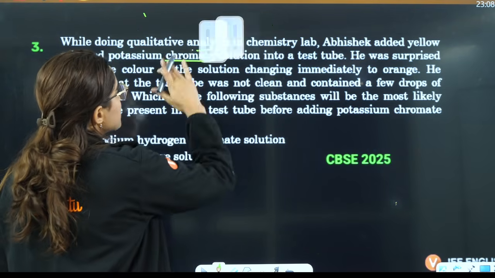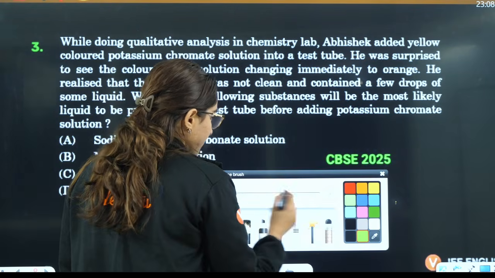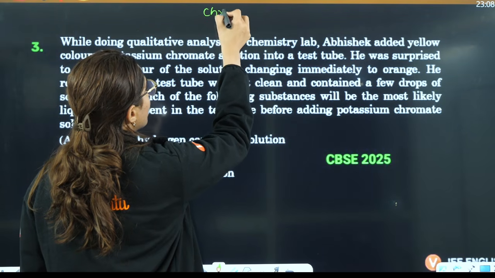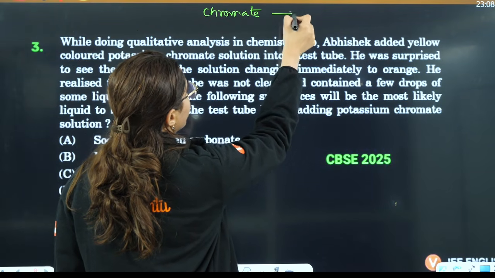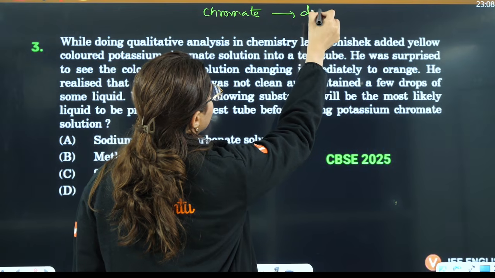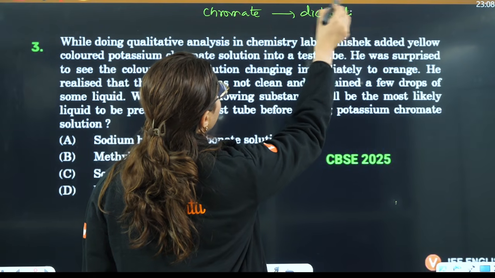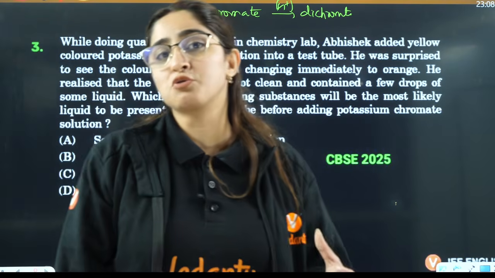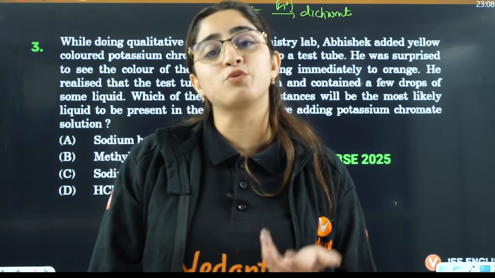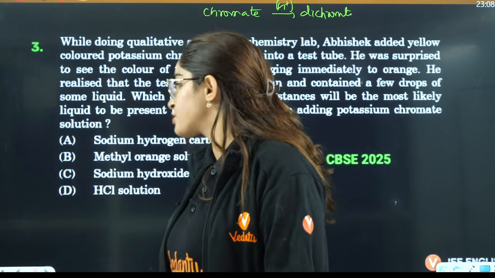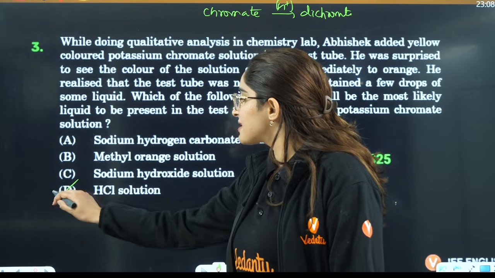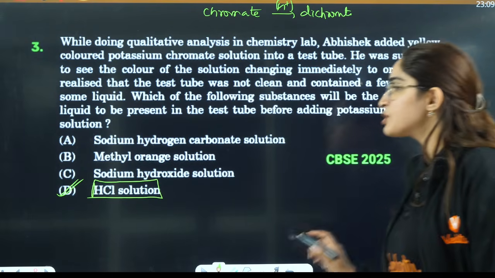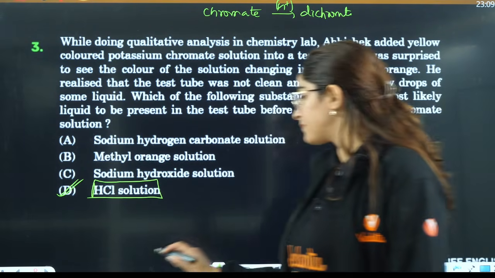So one thing you must know, that actually what happens, chromate gets converted to dichromate when you have acidic solution. So that means it must be an acidic solution, because of which chromate got converted to dichromate, which had orange color. So that means we are talking about acidic solution, that is D is the correct answer here. Again, this is 2025 question, right?